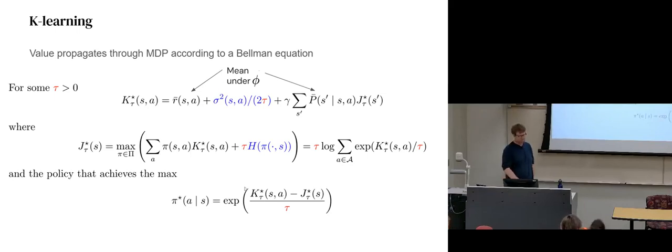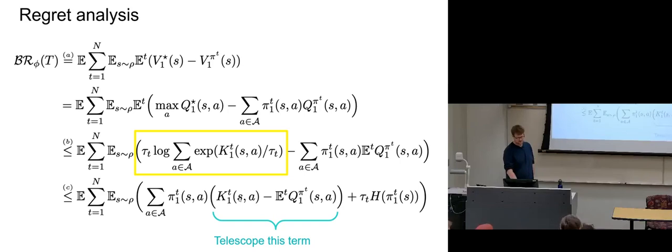So that's the whole algorithm. You solve these Bellman equations, and then you run this policy, and then you will see that you get the same regret bound.